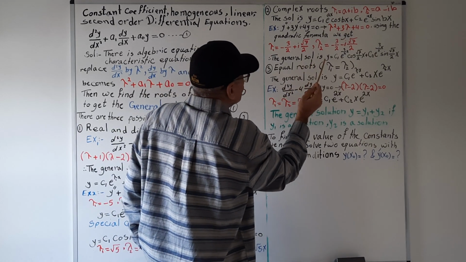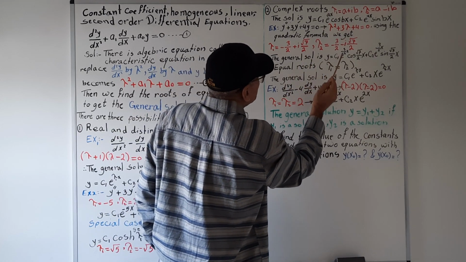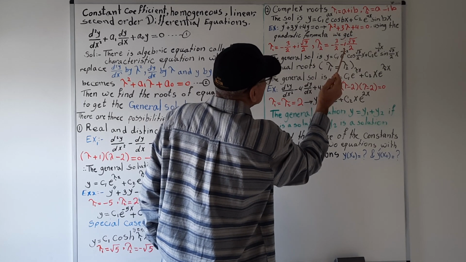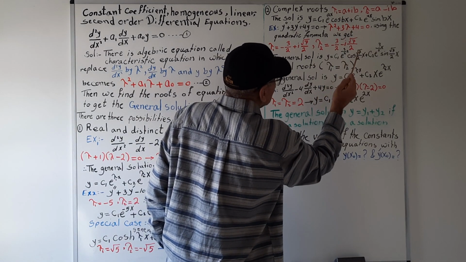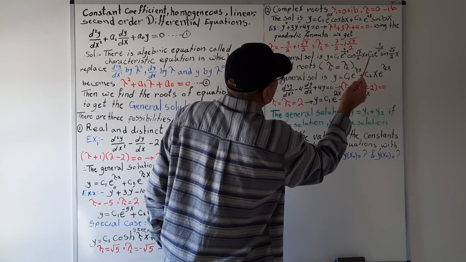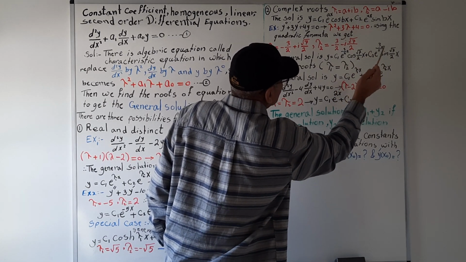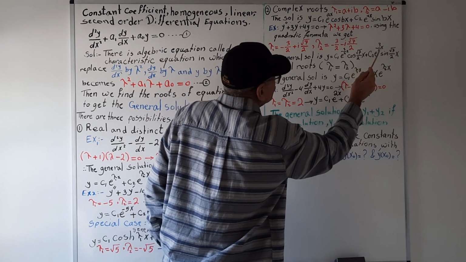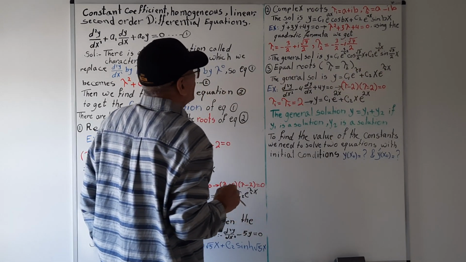The general solution is y equal c1 e to the power minus 3 over 2 x cosine root 7 over 2 x plus c2 e to the power minus 3 over 2 x sine root 7 over 2 x.